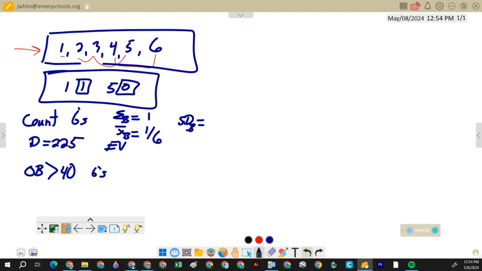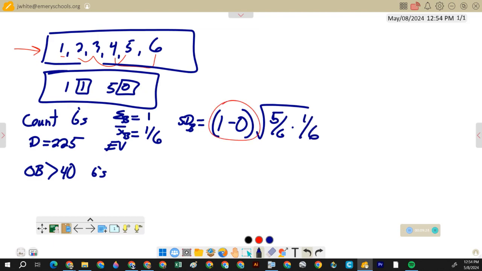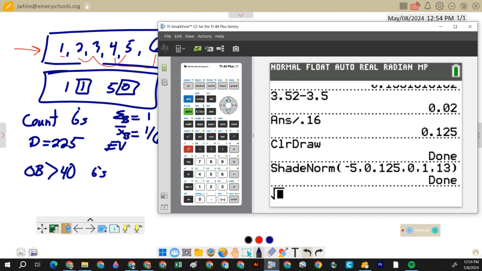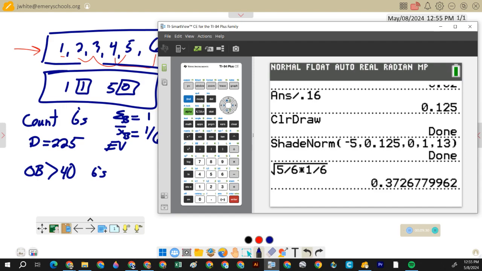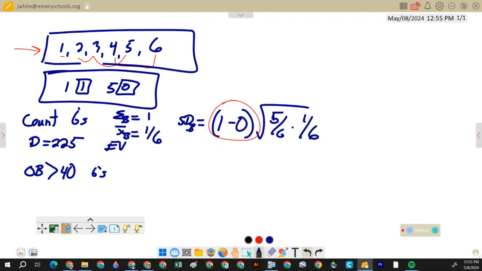Do I need to plug the zeros and ones in my calculator? No. I can do the shortcut. The shortcut is big number minus small number times the square root of the big fraction, which is 5/6, times the small fraction, which is 1/6. And this is essentially just 1. So we'll take the square root of 5/6 times 1/6, and I get 0.37 is my SD.